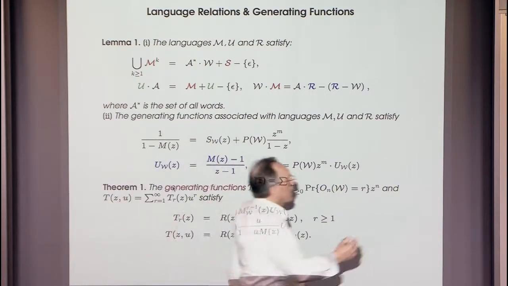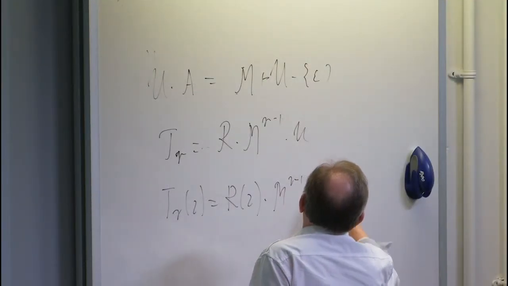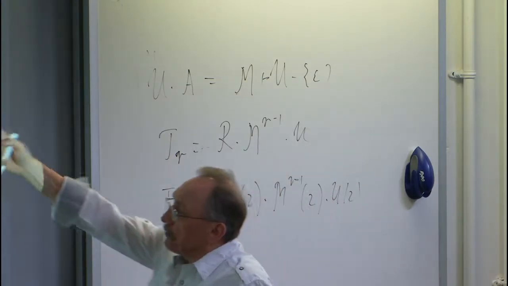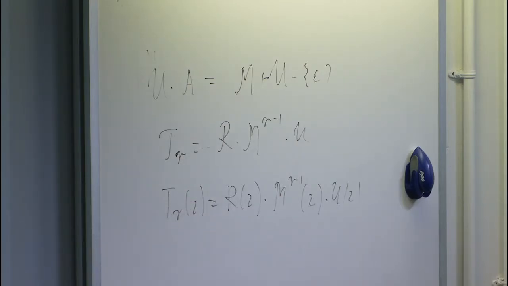T sub R, this language, was R times R minus 1 times U. So the generating function of this is basically R of Z times R to the power minus 1 of Z times U of Z. And I know how to compute them from this one, so I get everything I want. Okay? I understand I have 7 minutes, correct? Good.